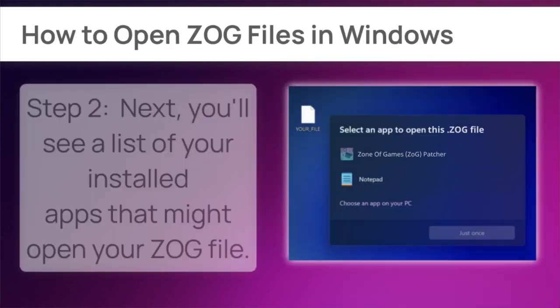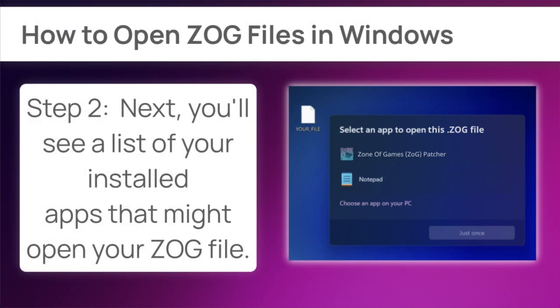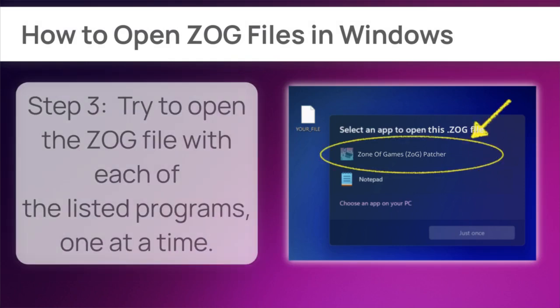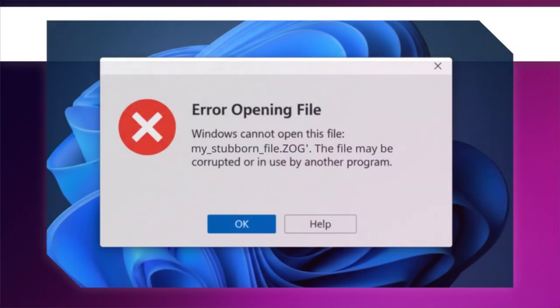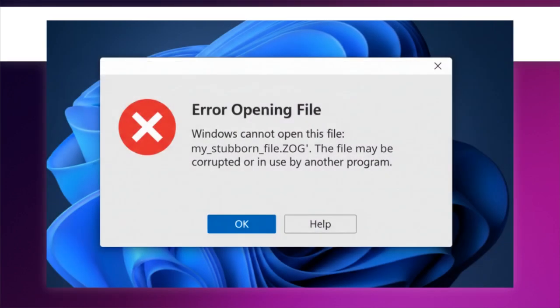Right-click your ZOG file, then click Open With. Test ZOG Games ZOG Patcher if you see it. If it fails, select the next program. Persistence is crucial here. If your ZOG file isn't cooperating, don't worry.